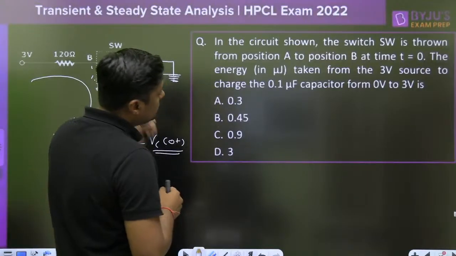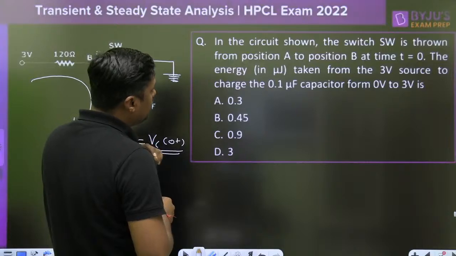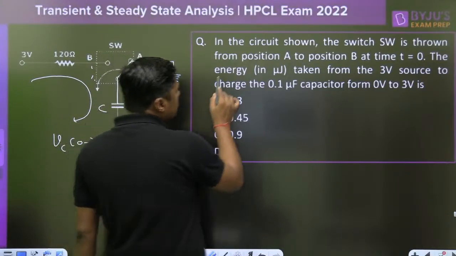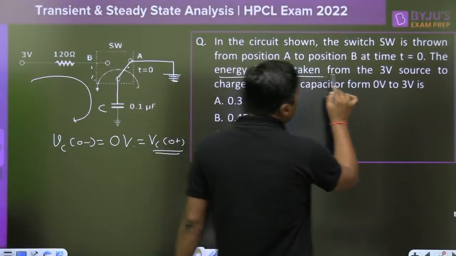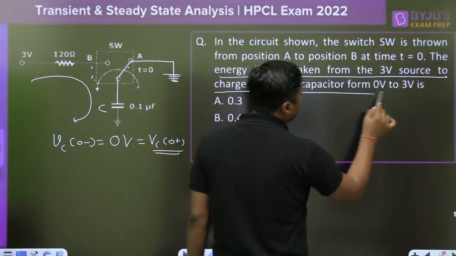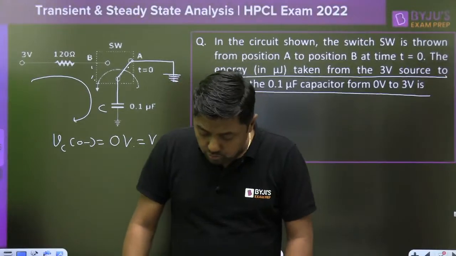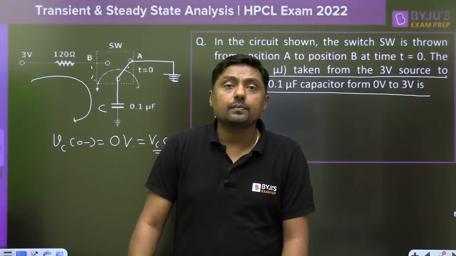What is asked here? In the circuit shown, the switch is thrown from position A to position B at time t equal to 0. The energy in microjoule taken from the 3 volt source to charge the 0.1 microfarad capacitor from 0 to 3 volt. What is the energy taken? Right, try to solve this question. What is the energy taken?